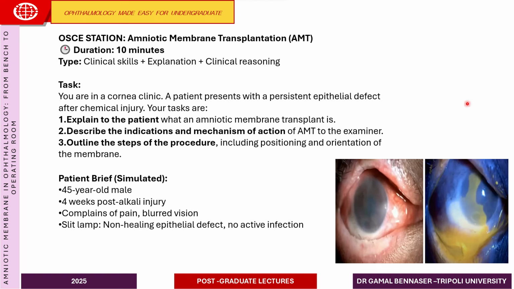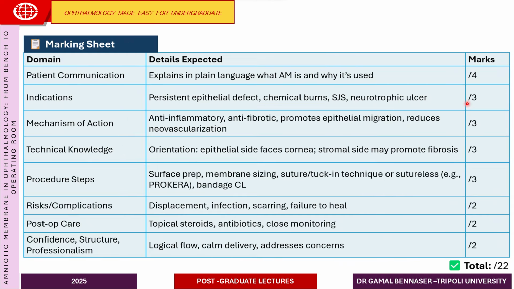So at the end, I would like you to realize the importance of our subject, especially in the second part and the third part exam. And this is the marking sheet of when you are asked to examine a case in the exam. So the examiner will total the marks. You will have 22 marks.